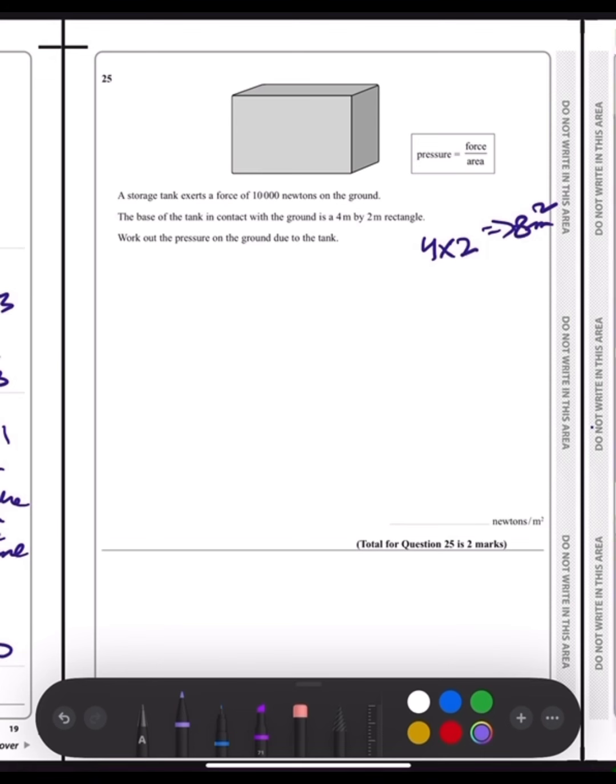And secondly, also remember the formula of pressure. In this question, the formula of pressure is force over area. But this is also something that will not be given. Most probably, it will be something for you to remember.